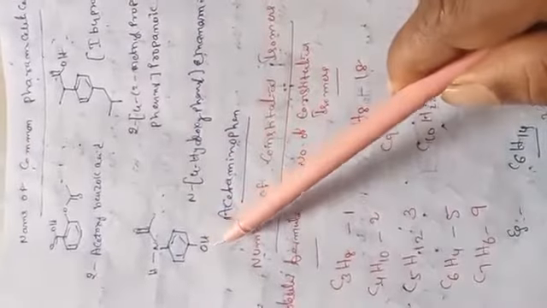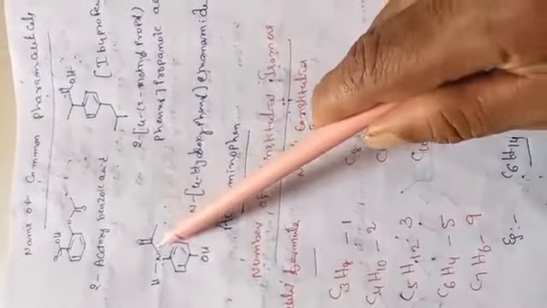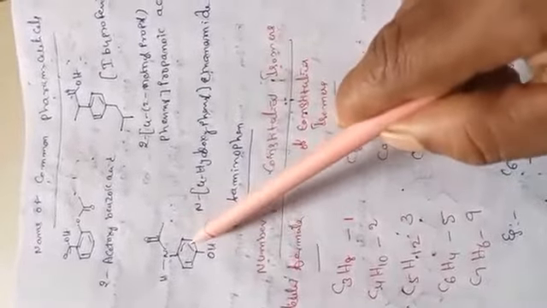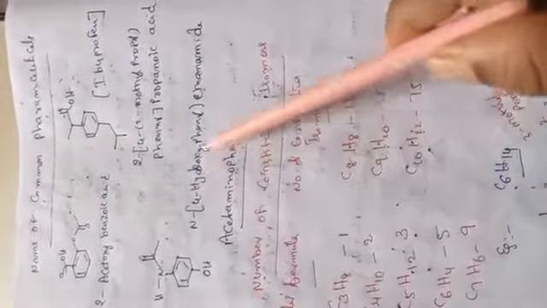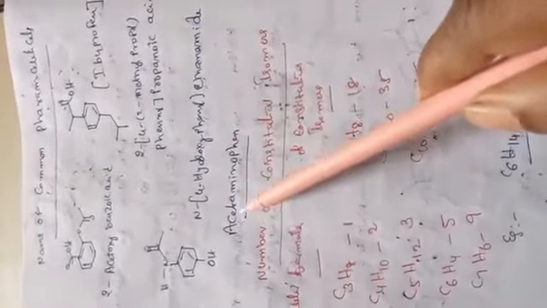And another one: this is the N substituent, acetyl, so N-(4-hydroxyphenyl) ethanamide, because two carbons are there. Like that also, N-(4-hydroxyphenyl)ethanamide. This is called in pharmacy acetaminophen. So these are very important, and please practice.